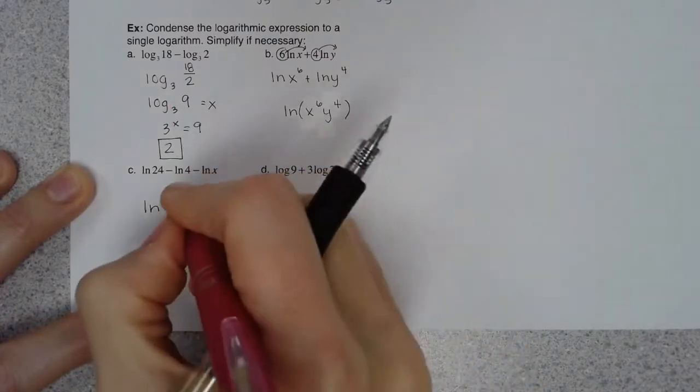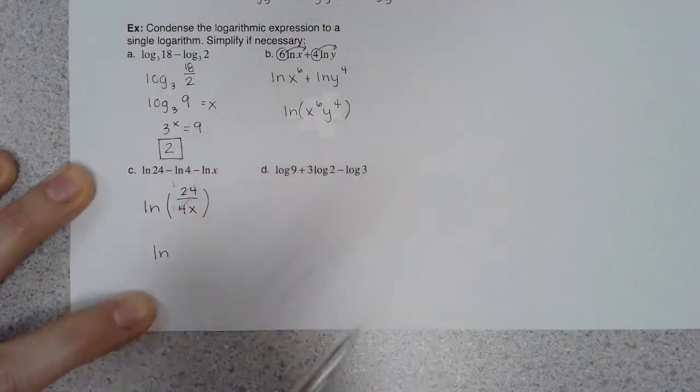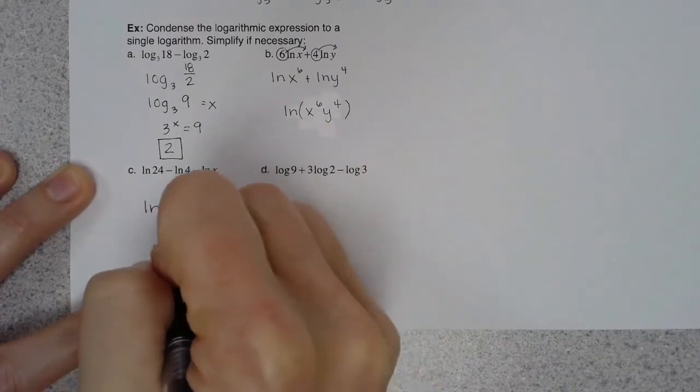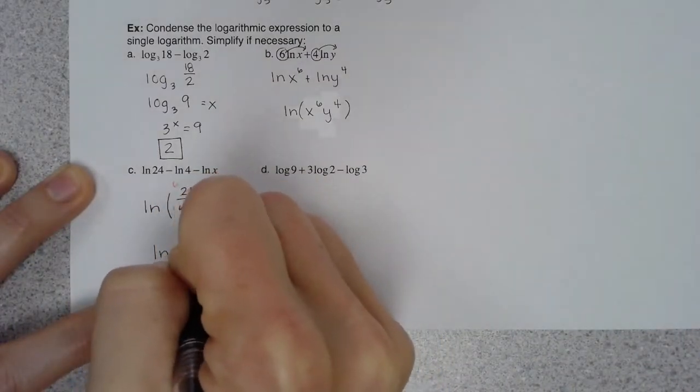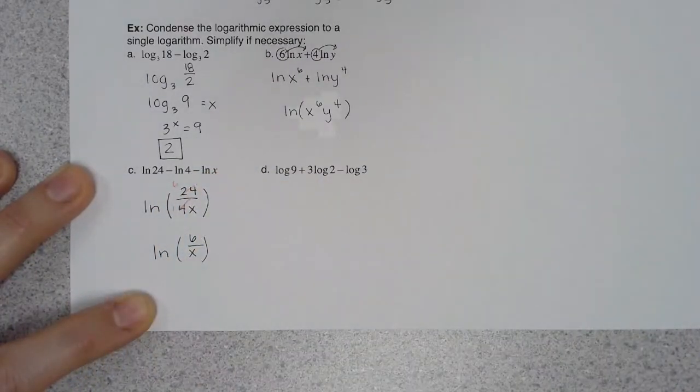The 24 on the top can divide by the 4 in the bottom. 4 goes into 24 6 times, and so we're going to get ln, for the natural log, of 6 over x as our answer for that one. That's our fully condensed answer.